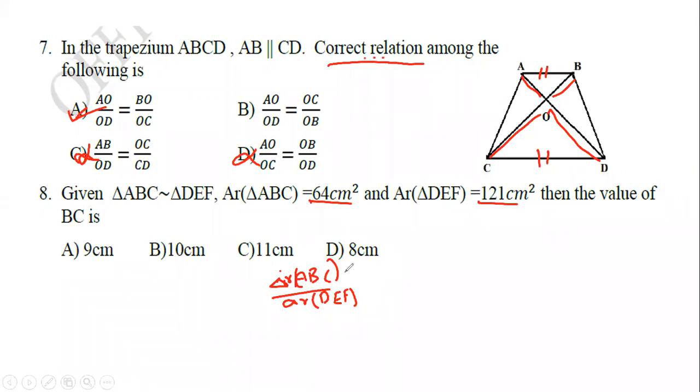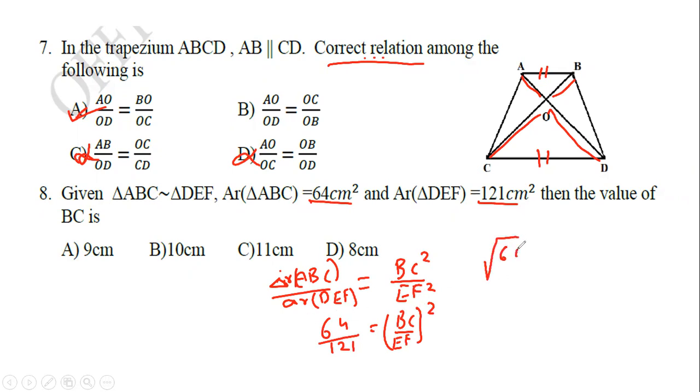So which is equals to BC square by EF square. Area of ABC is 64 divided by area of DEF is 121, is equals to BC by EF, whole square. Take this square to this side, it will become square root of 64 divided by 121 is equals to BC by EF. Okay, so square root of 64 is 8 divided by 11 is equals to BC by EF.